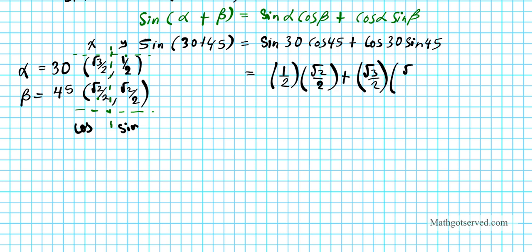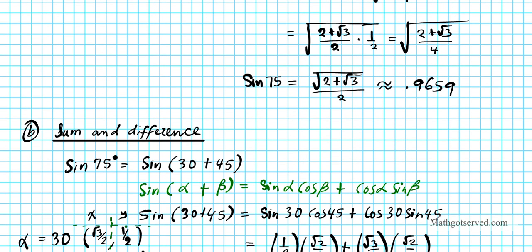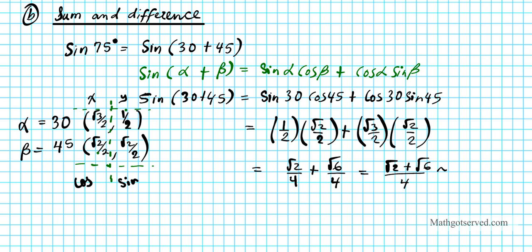Let's multiply them out. We have root 2 over 4 plus root 6 over 4. Expressed as a combined fraction, it's root 2 plus root 6 divided by 4. You see how this looks different from the other answer? The question is, are they the same? Let's find the approximate value of that. Hopefully we get the same result.